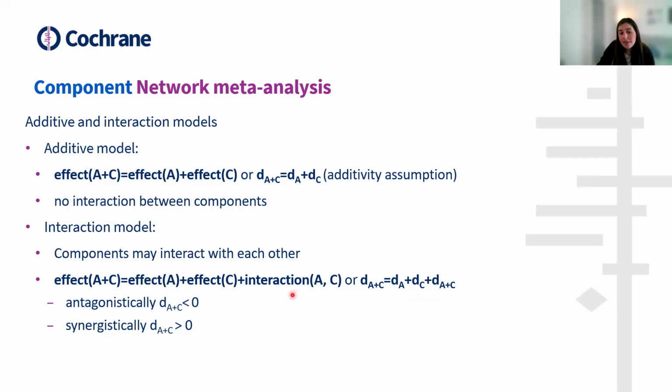So if these two components interact antagonistically, this means that their effect, when combined, will be smaller than their separate effects. While if these two components interact synergistically, this means that their interaction term will be positive, and their effect when combined will be larger than their separate effects combined.